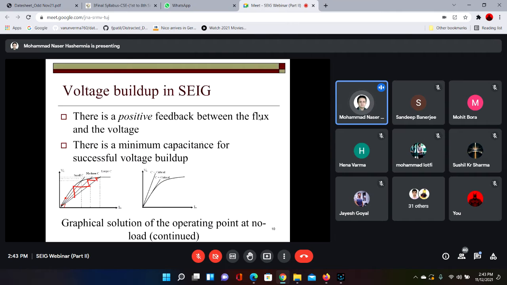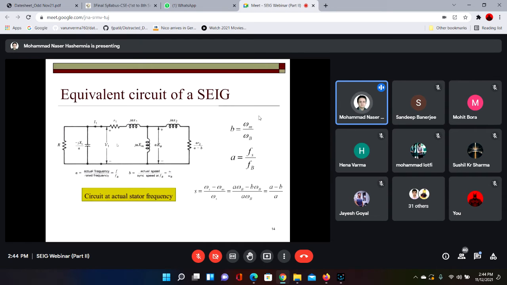And then we have a comparison of self-excited induction generator and self-excited DC generator. So let us go further. We have discussed this. Then we came to the equivalent circuit of a self-excited induction generator. This equivalent circuit is similar to that for the conventional induction machine. We have assumed an electrical load which is purely resistive for this special case here.